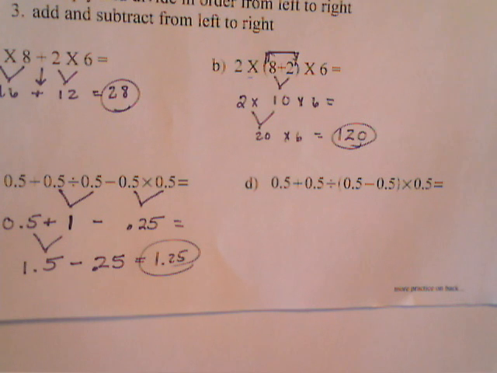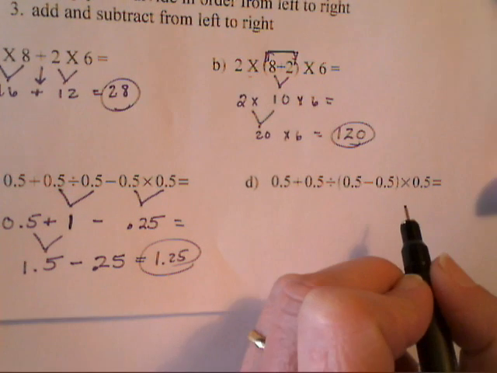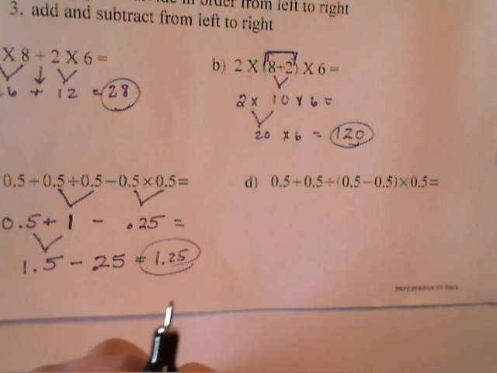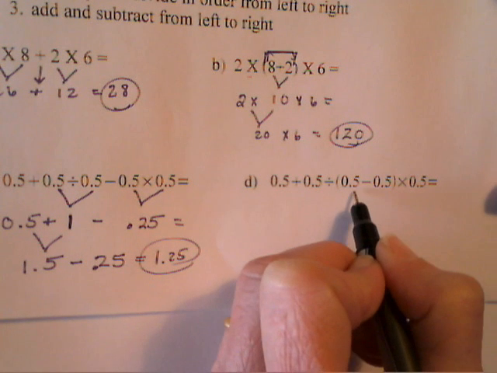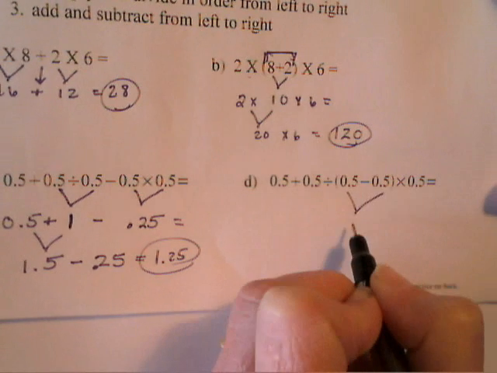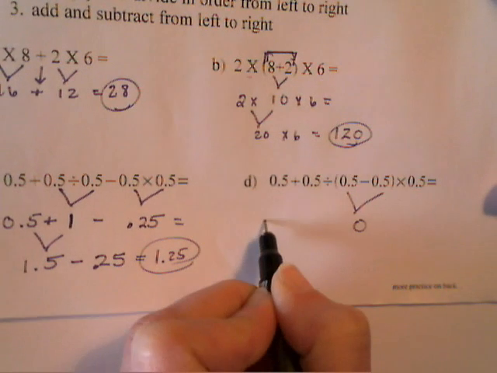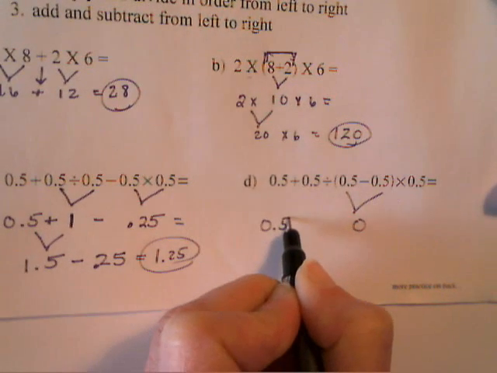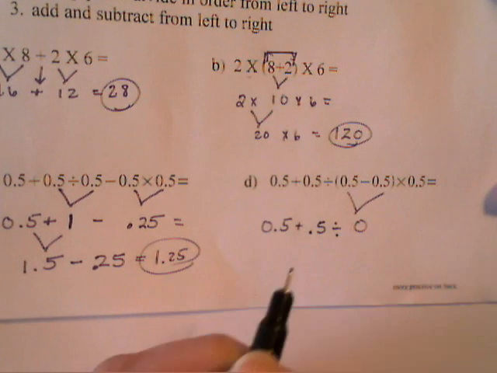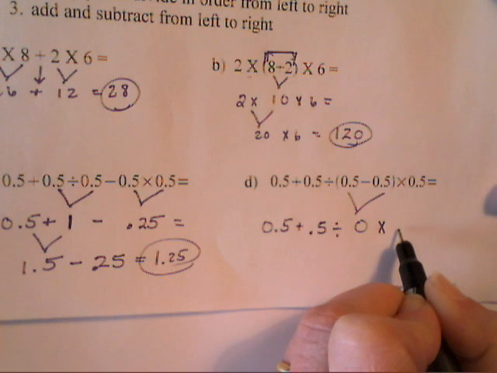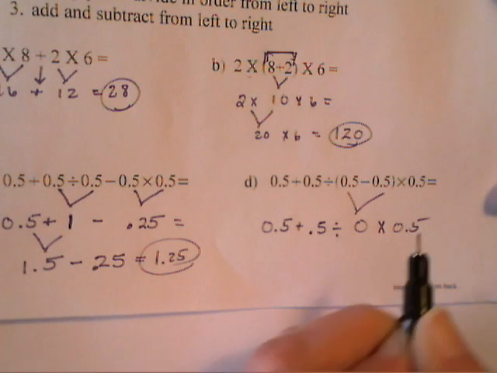Alright, so hopefully you did that and you got an answer. So let's see if we get the same thing. Well, my first rule is I do what's in parentheses first. I have this 0.5 minus 0.5. Well, 0.5 minus 0.5 is just 0. So if I rewrite my equation here, I've got 0.5 plus 0.5 divided by 0 times 0.5.